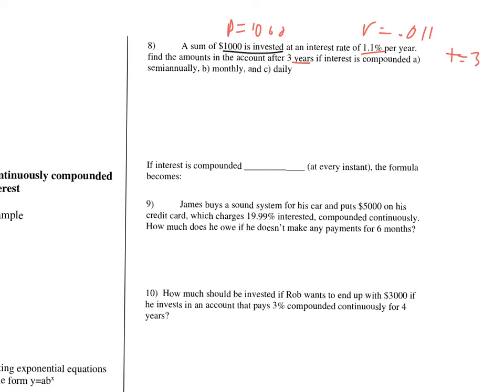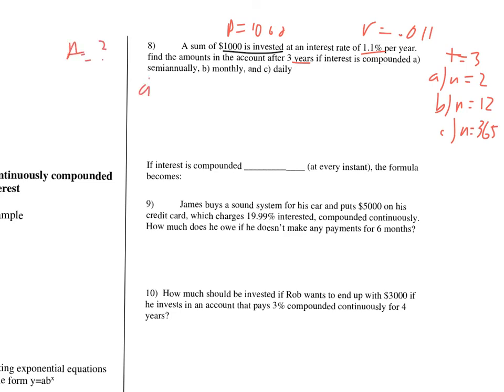And then they're giving us several different N's here. So for part A, N is semi-annually, so that's twice a year. Monthly is 12, and then daily would be 365. I know there's leap years and stuff, but let's just forget about that and let's just use 365, okay? And on all of these they're asking us what is A.